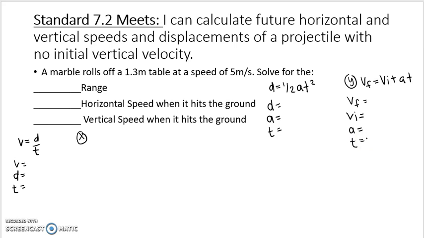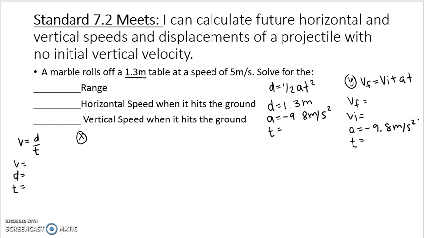Now let's look at the information that we know. We know that we have a table that's 1.3 meters tall. That's a distance in the Y direction. So over here, I'm going to put 1.3 meters. We can also look at that same equation and know that acceleration is equal to negative 9.8 meters per second squared. So let's put that in here, negative 9.8 meters per second squared. This never changes, so I'm going to put that here too.